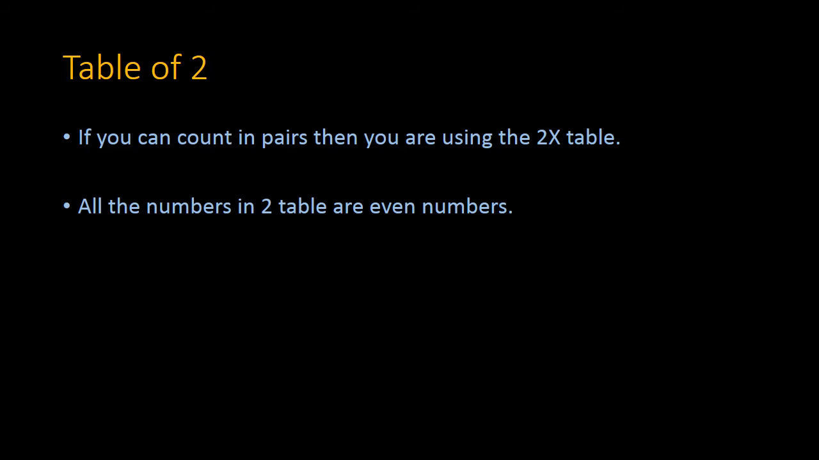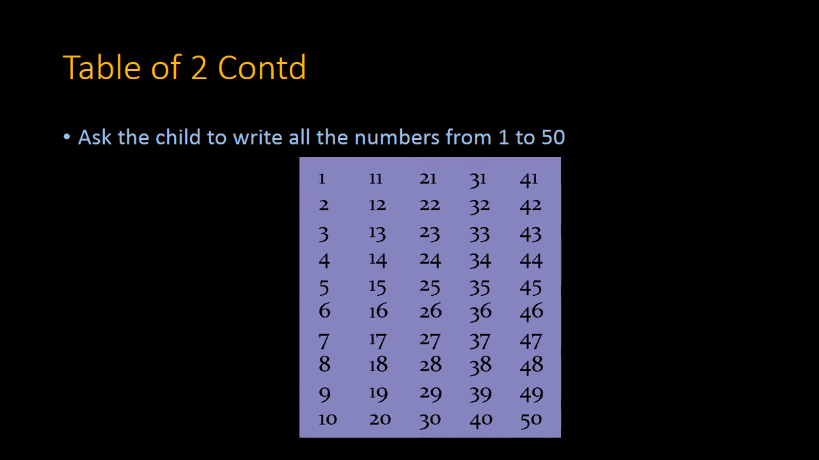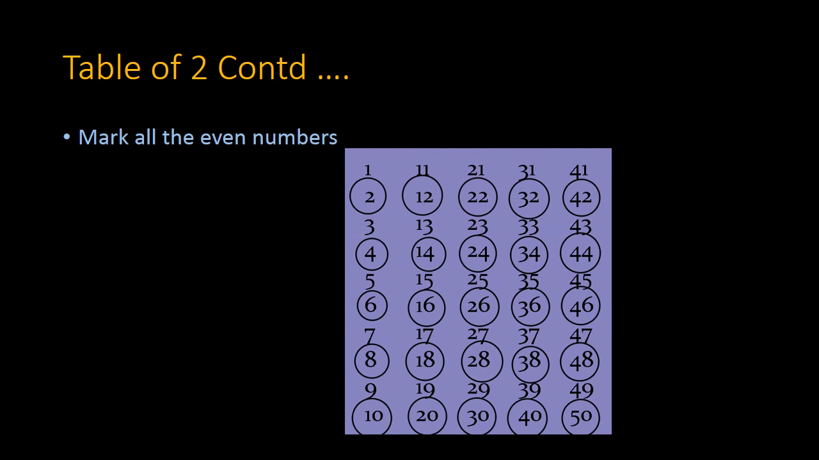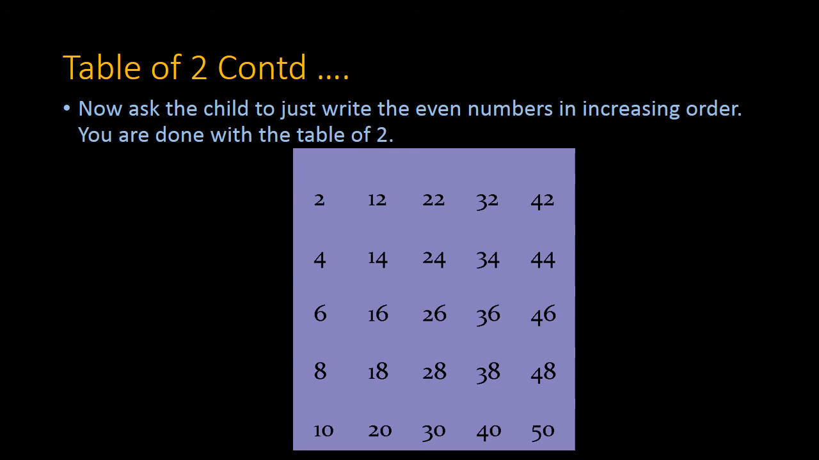Table of 2. So table of 2, as you know, if you can count in pairs, you're already using the table of 2. All the numbers are even numbers. The easiest way to approach the table of 2 is to ask the kid to write the numbers from 1 to 50, and then after he or she has done, ask them to mark out all the even numbers. Once the even numbers are marked, just ask them to write them in an increasing order. And here we go. Done. Once the kid has mastered this table, we'll proceed to the next.